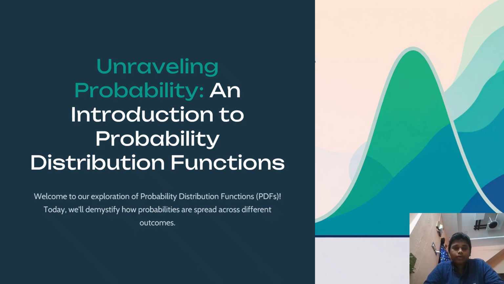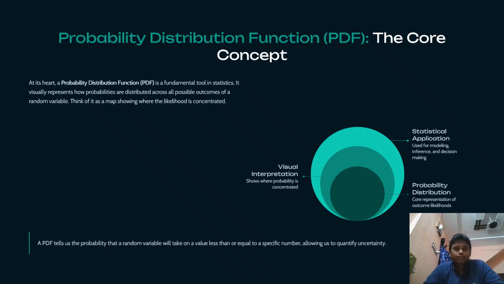Today my topic is introduction to probability distribution functions. The definition of a probability distribution function: it is a fundamental tool in statistics. It visually represents how probabilities are distributed across all possible outcomes of a random variable. Another definition is that it is a function that shows how probabilities are distributed over the possible values of a random variable.